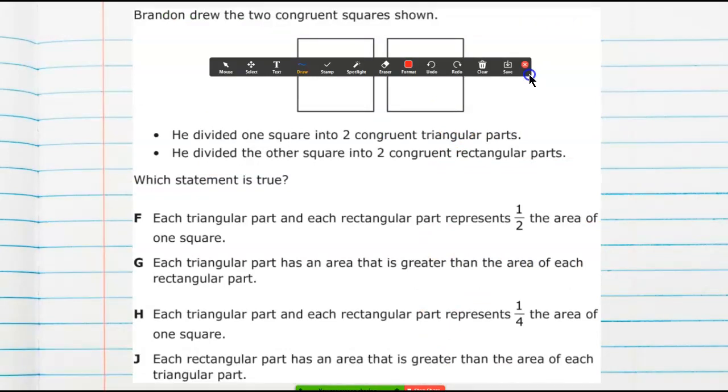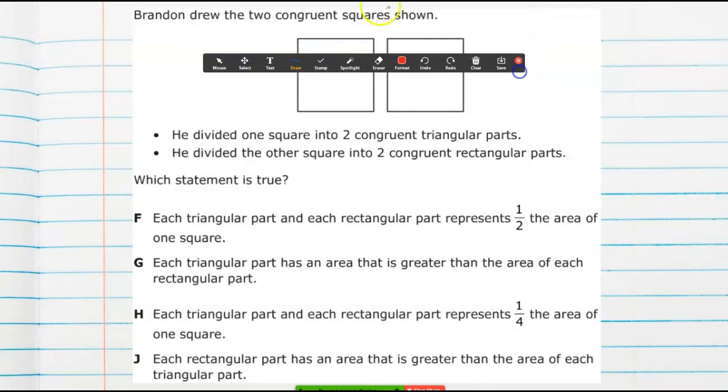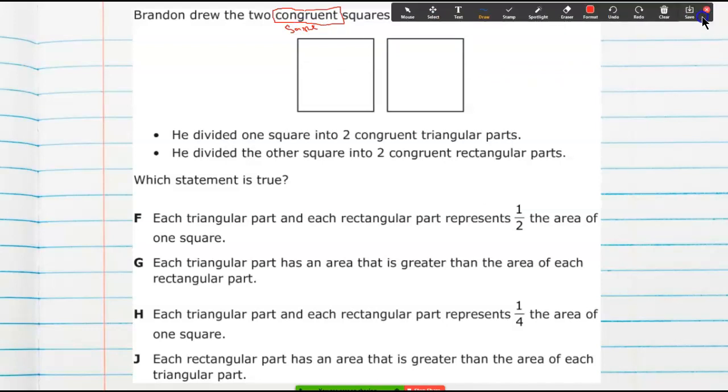Okay. Brandon drew the two congruent squares shown. So again, we have congruent squares. Now remember, every time we see the word congruent, that's a key word. And we're going to write the word same. He divided one square into two congruent triangular parts. So we're going to go ahead and do that again. Two congruent triangular parts. He divided the other square into two congruent rectangular parts.